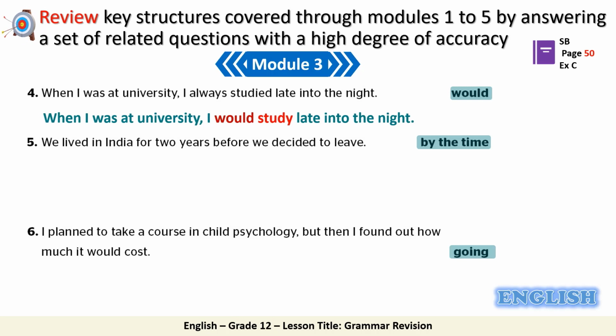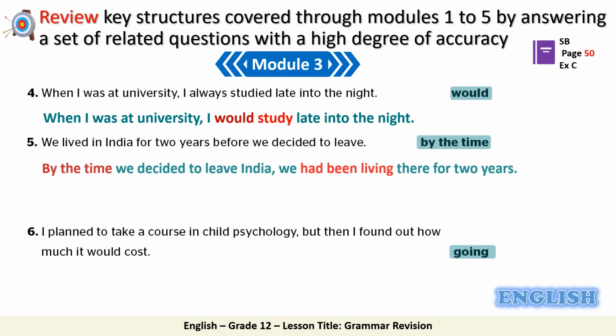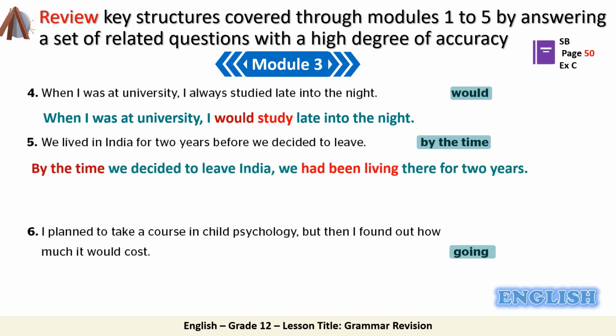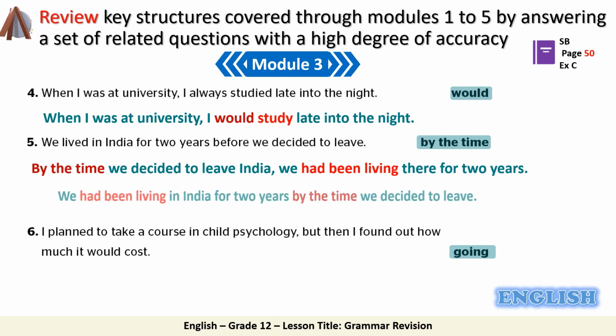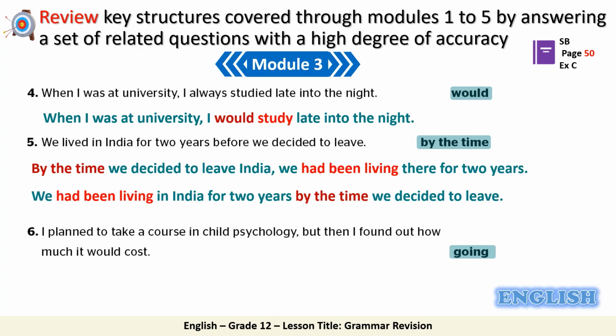After that, sentence number 5. We should rewrite it using by the time. So we can write, by the time we decided to leave India, we had been living there for 2 years, or we had been living in India for 2 years by the time we decided to leave. And make sure here to use the past perfect progressive instead of the past simple tense for the verb live.